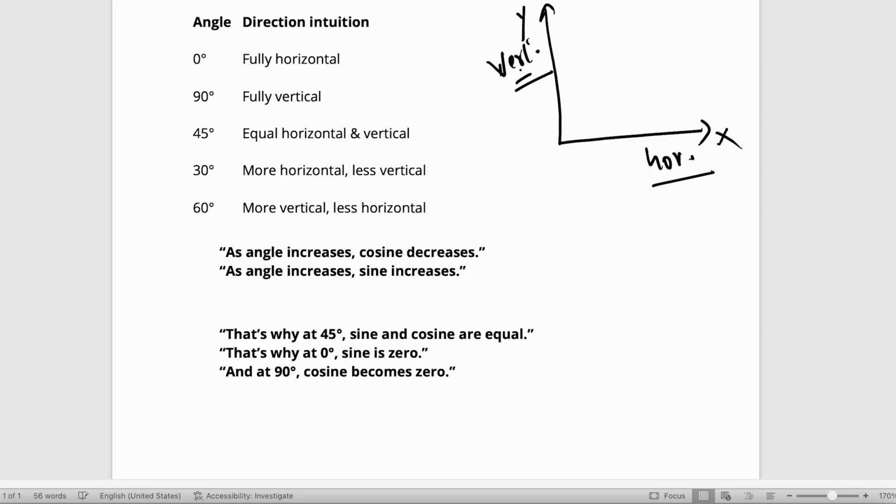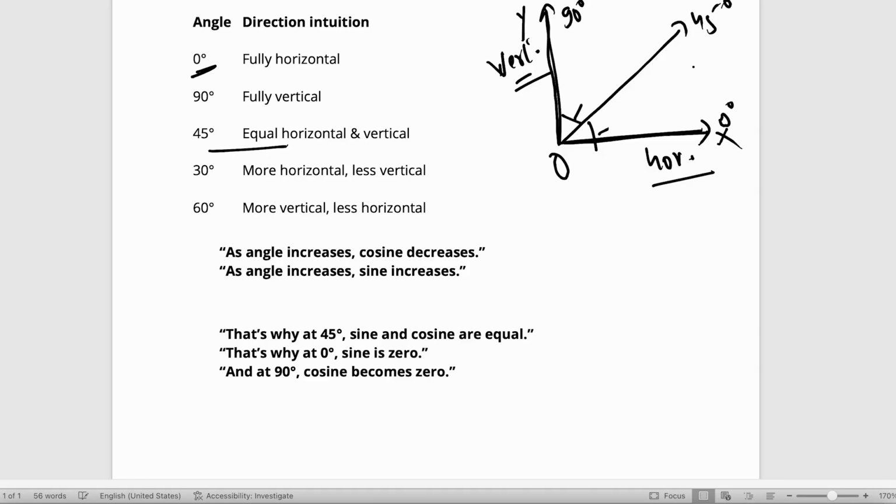Now let's say we draw an angle here. This is the y-axis, this is the x-axis, and this is the center 0. Now 0 degree is an angle which is completely along the x-axis. Okay, it's completely horizontal. 0 degree is completely horizontal. When we draw a 90 degree angle, it is completely vertical. Okay, when we draw an angle of 45 degree, let's say this is 45 degree, it is balanced between horizontal and vertical.